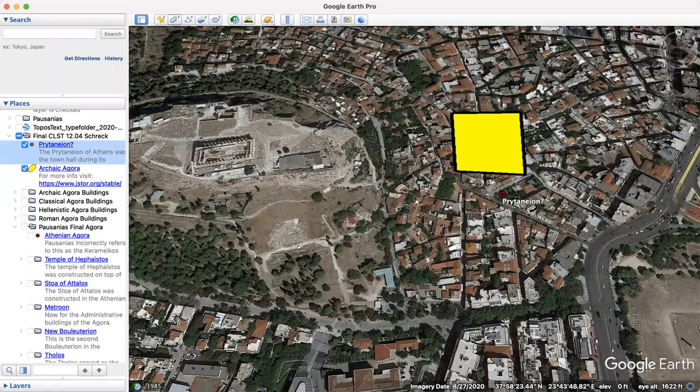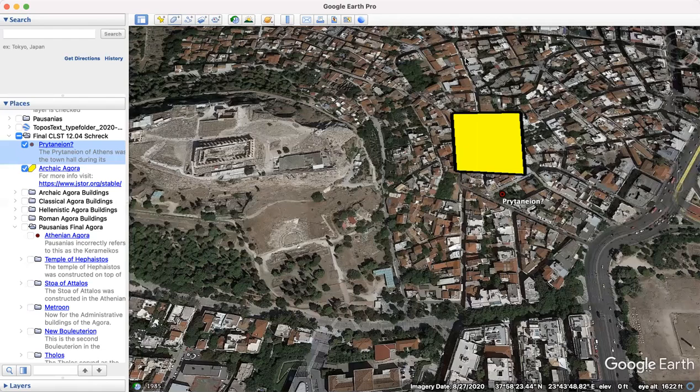Okay, so today I will be presenting my final project for Classics 12, Mapping Ancient Greece, and I will be presenting on the changes to the Agora over time. To start, I will look at the Prytaneion and the Archaic Agora, which is located to the east of the Acropolis. The Prytaneion was the former town hall and head of the Athenian government back around the 6th century BC and somewhat before that.